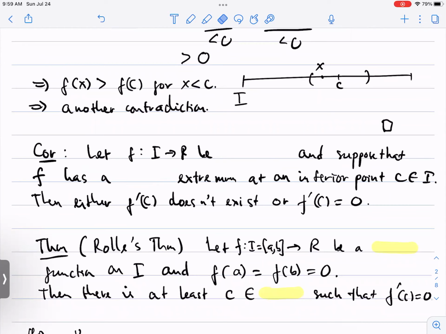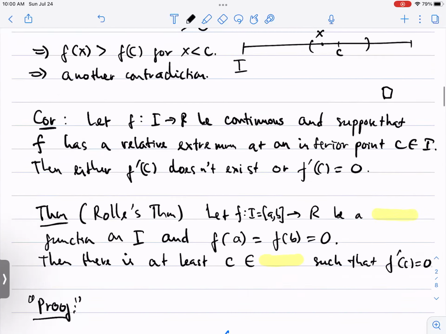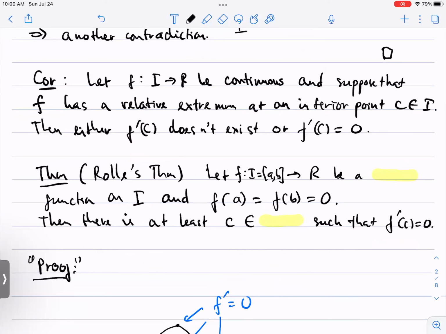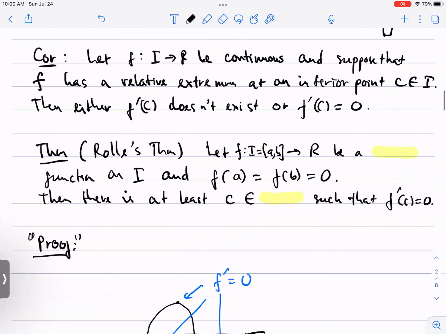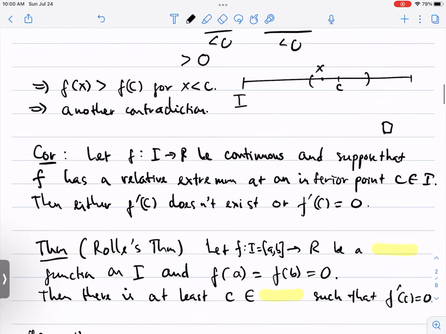Let's assume that the function is continuous, and suppose that it has a relative extremum at an interior point C inside the interval I. Then either f prime of C doesn't exist or f prime of C is equal to 0. We can see that it follows immediately from the theorem above.